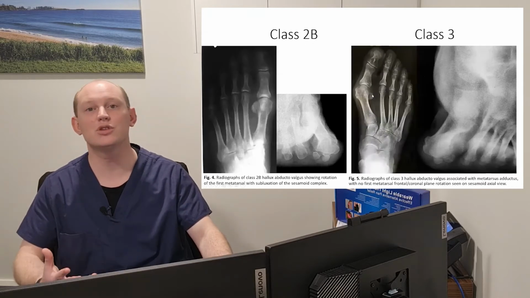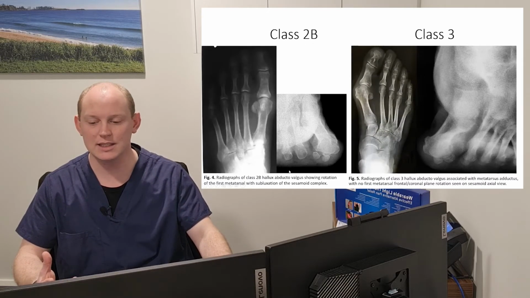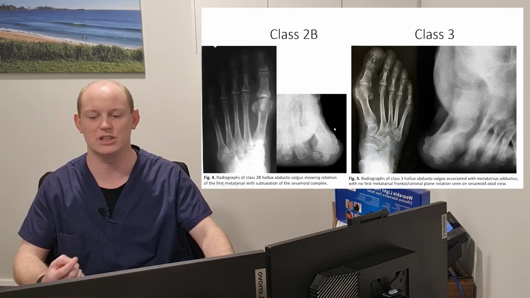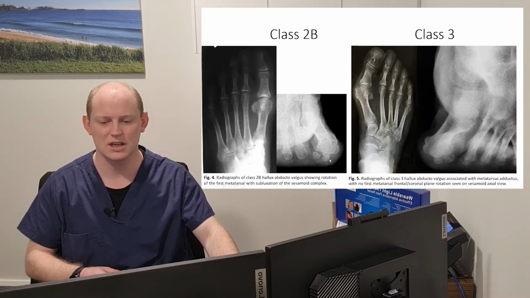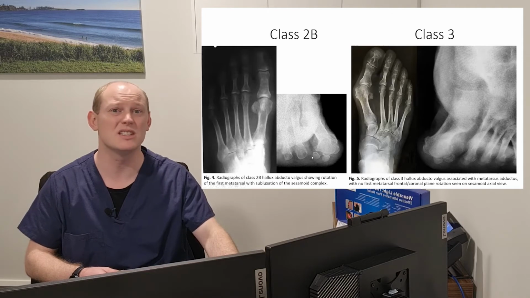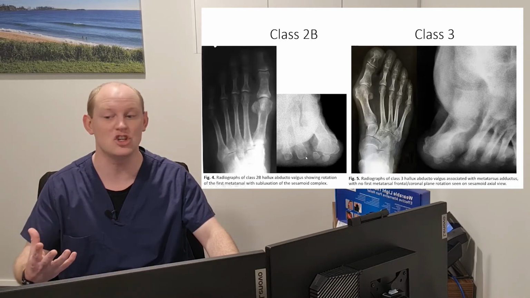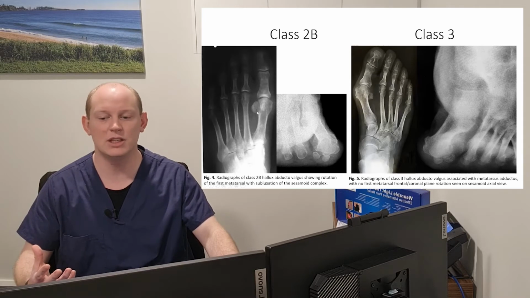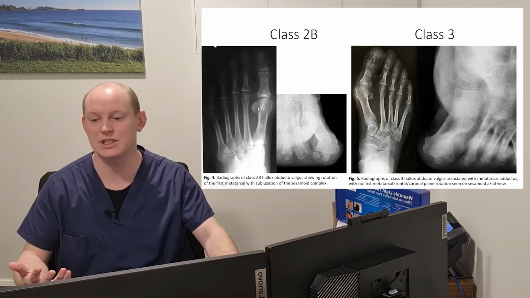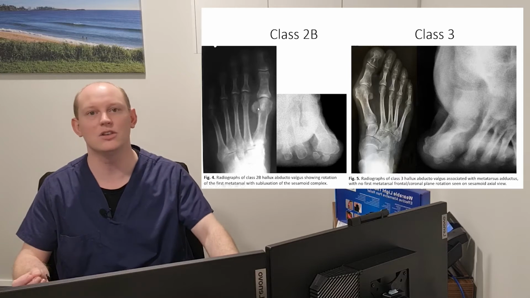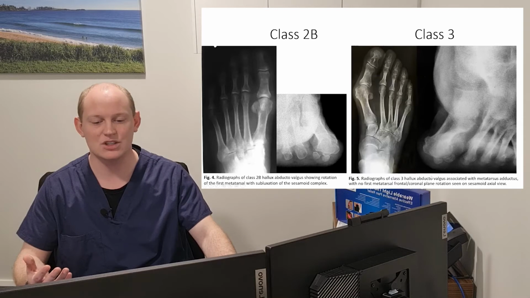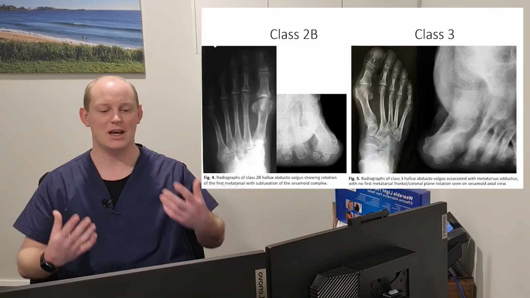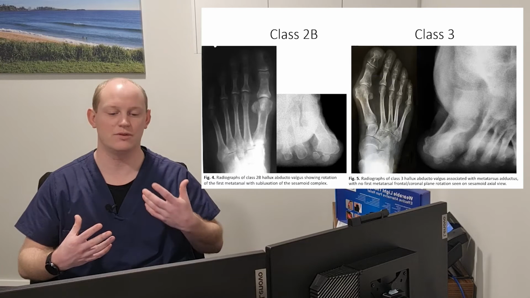When we come through to a class 2B, we can see that there's rotation of the first metatarsal, that pronation potentially, with subluxation of the sesamoid complex. You can see those cristas where the sesamoids are not staying where they should be anatomically. We see within the intermetatarsal space on our DP image that again, they're not where they should be anatomically.